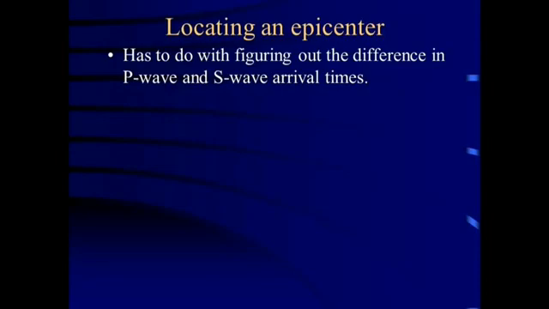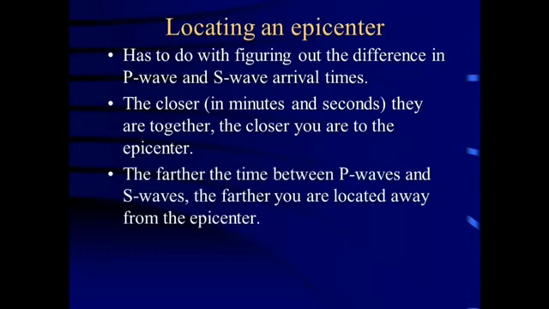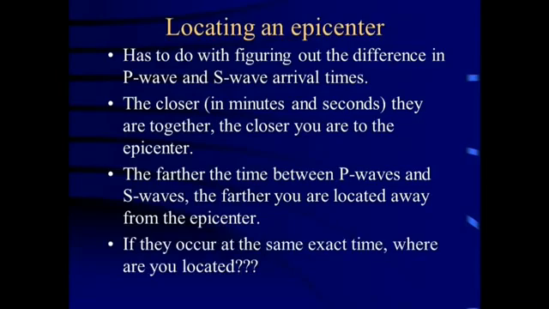Now, we started working on locating the epicenters. Basically it has to do with figuring out the difference between P and S wave arrival times. Very similar to figuring out how close you are to a thunderstorm, the difference between the lightning and the thunder. So the closer in minutes and seconds the P and S waves are, the closer you are to the epicenter. And conversely, the bigger the time between P and S waves, the farther away you are from the epicenter. So my question here is, if the P and S waves occur at exactly the same time, where are you located? I want you to consider that question.